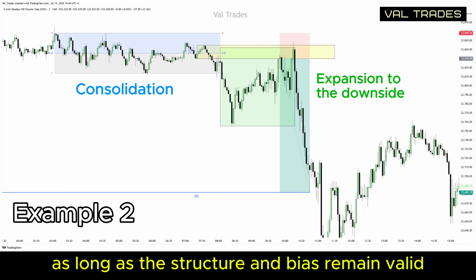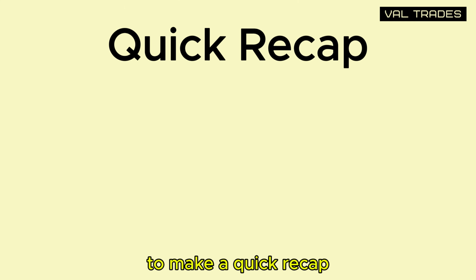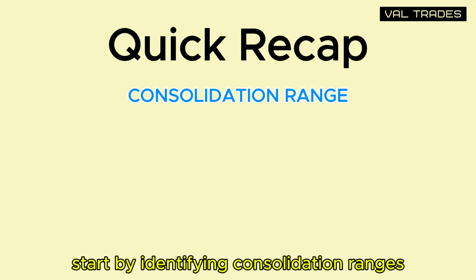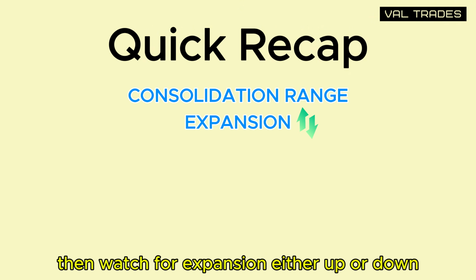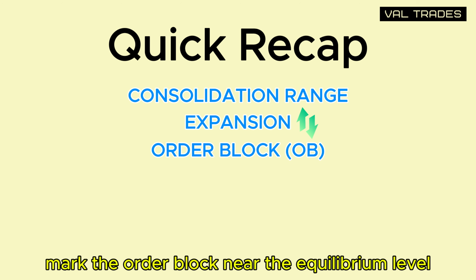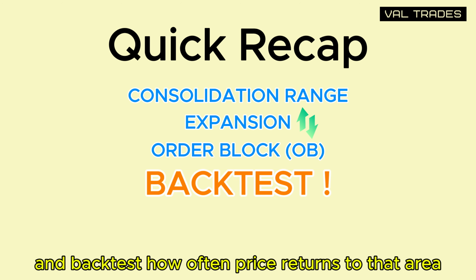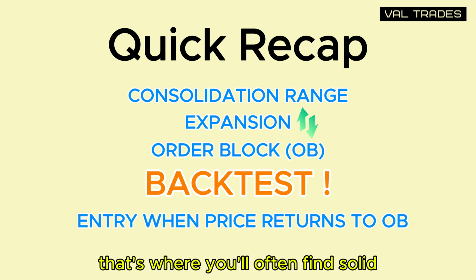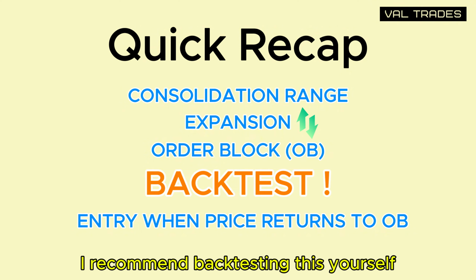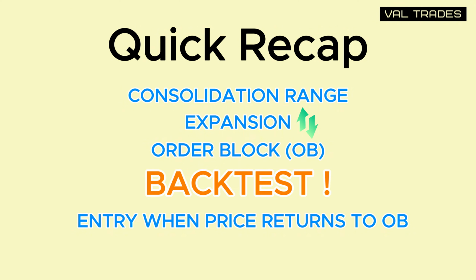and bias remain valid. To make a quick recap, start by identifying consolidation ranges, then watch for expansion, either up or down. Once expansion begins, mark the order block near the equilibrium level and backtest how often price returns to that area. That's where you'll often find solid entry opportunities. I recommend backtesting this yourself and journaling the results.